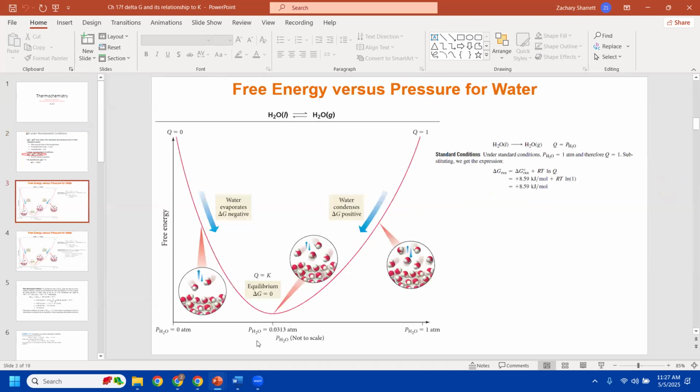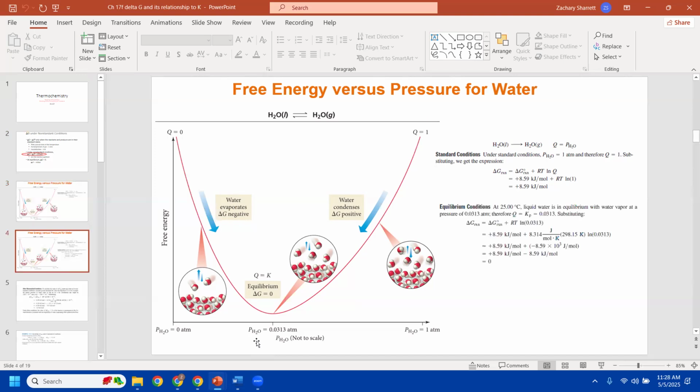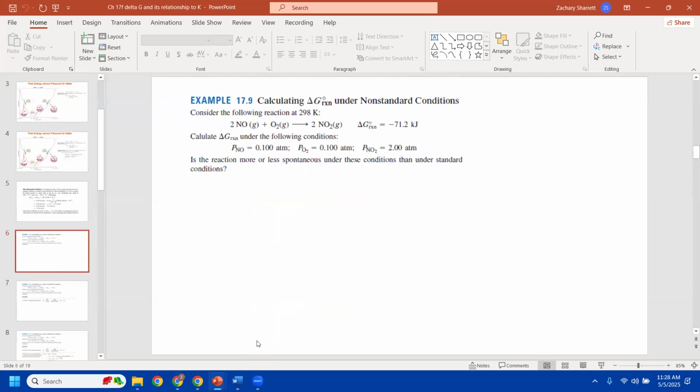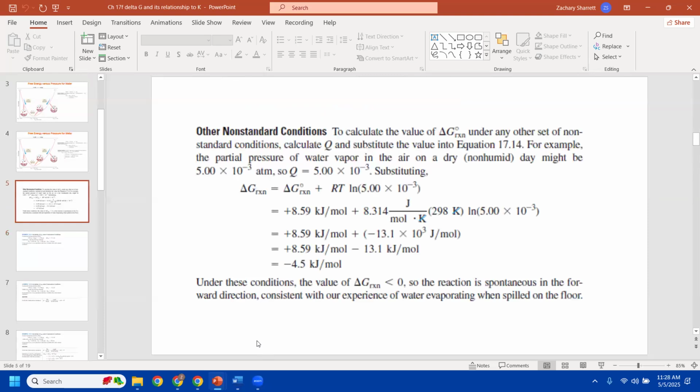So for these equations, if Q is less than 1, that means the reaction is going to want to stay as reactants. When Q is equal to 1, I don't even know what this means. Let's see. So basically what you need to know is you could plug in these values and just see if a reaction gets more or less negative, more or less spontaneous at a given temperature. Like I said, we're going to skip all of this stuff. This would be a problem using the Q. Is this reaction more or less spontaneous under these conditions than standard conditions?